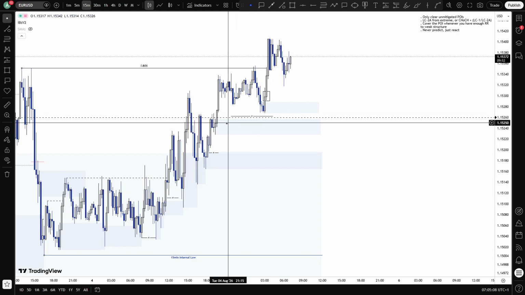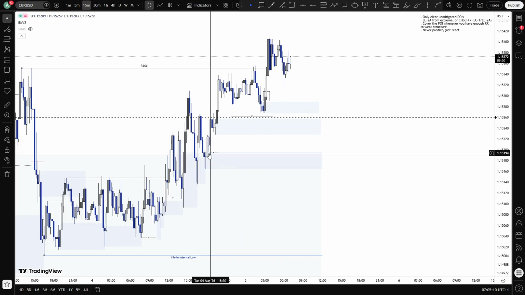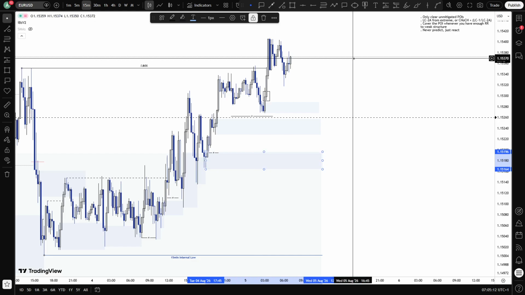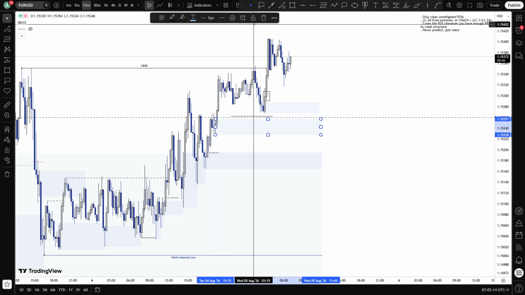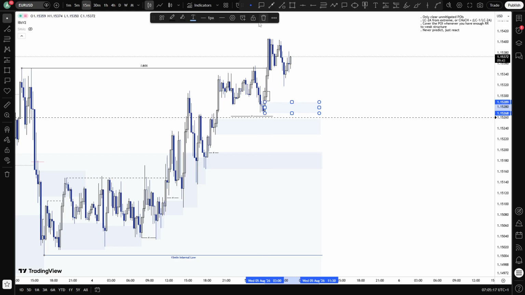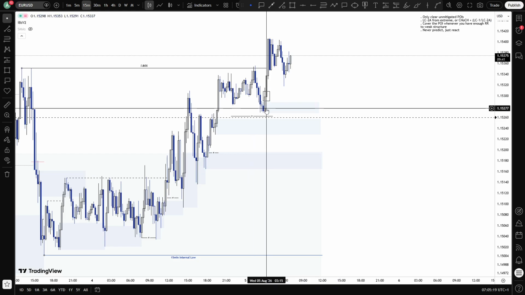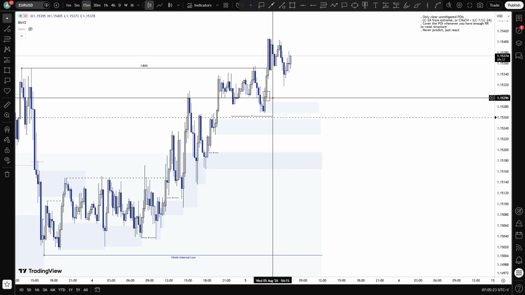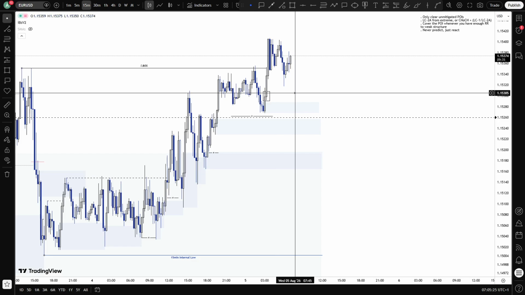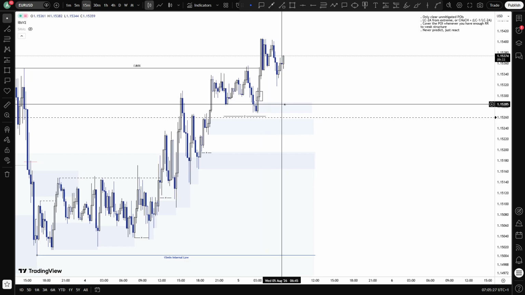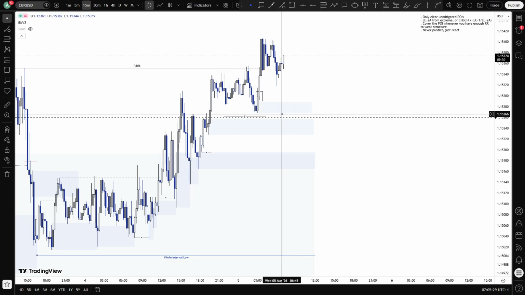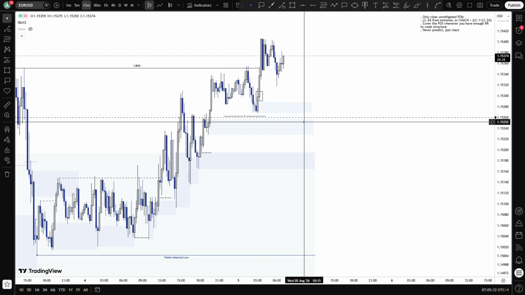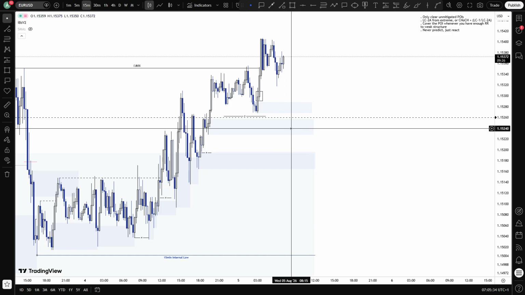Looking at what demands we have and what's mitigated. We do have this unmitigated demand right there. We do have this one as a mitigated demand as well. And we have this last flip. The flip for me doesn't have any sort of inducement, so I would not be considering buys from here. But if price reaches this demand, then I'm considering to be aggressive and get into buys.